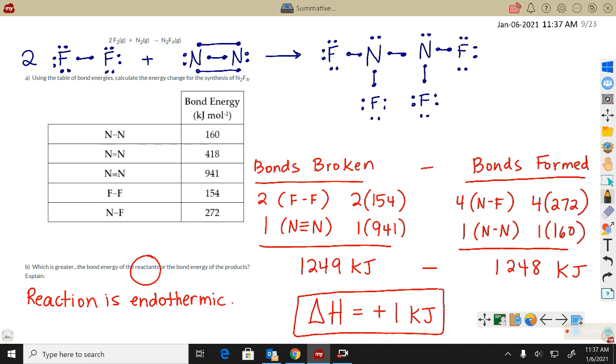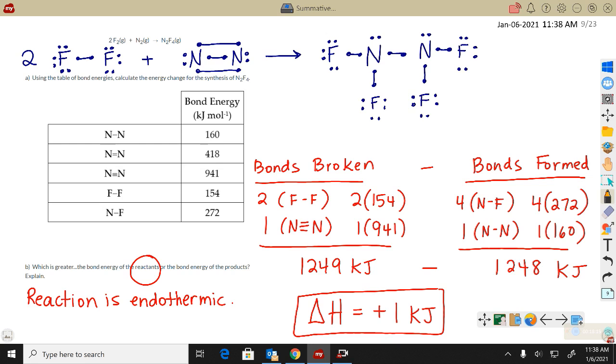Then we go bonds broken minus bonds formed. And so I added them all up, and you should really be left with just a +1. It's kind of random. And it's a really similar bond energy between the products and the reactants. But in the end, you would have needed to add about 1 extra kilojoule to break the bonds on the reactants in comparison to the amount of energy released when the bonds on the product side formed. Since it is positive, it's endothermic overall.